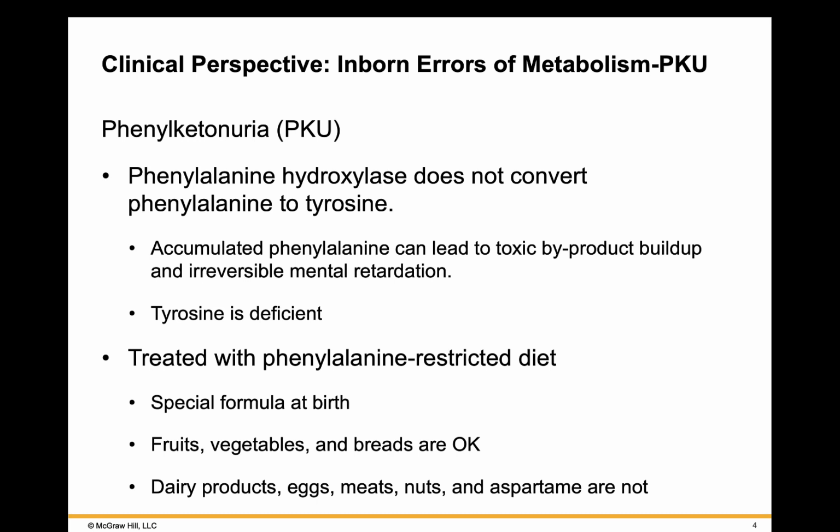Now, to treat this, you must have a diet that does not include phenylalanine. At birth, they will be prescribed a special formula. They have no problems consuming fruits, vegetables, and breads. Also, things that are a problem, dairy products, eggs, meats, nuts, and aspartame generally are not okay.